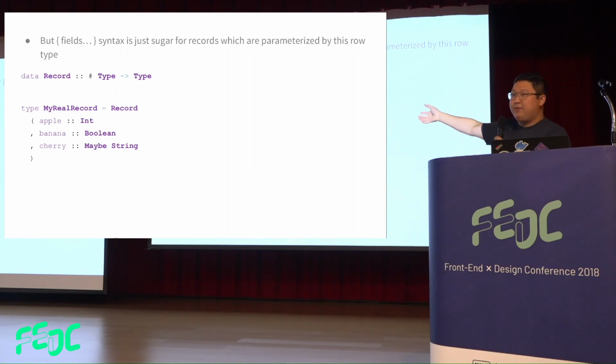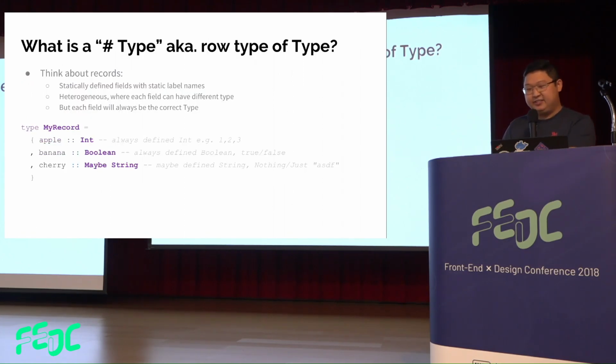This row type, you can use it in other contexts also. But in this case, if we give it to record, then we get the equivalent record definition as this myRecord definition.